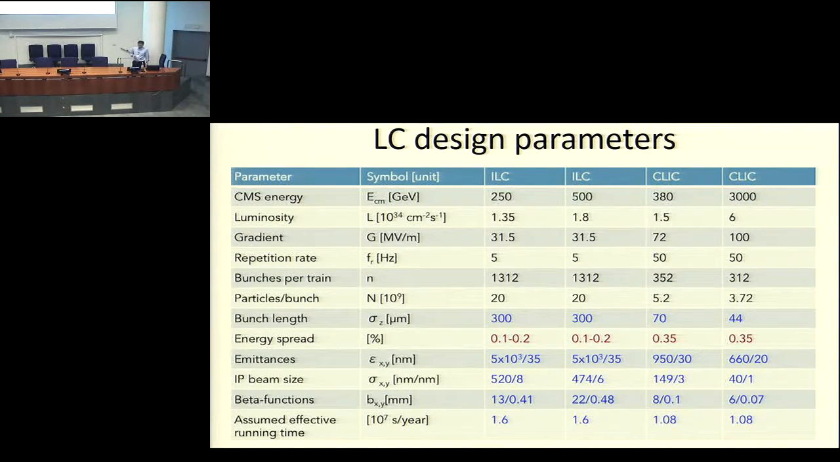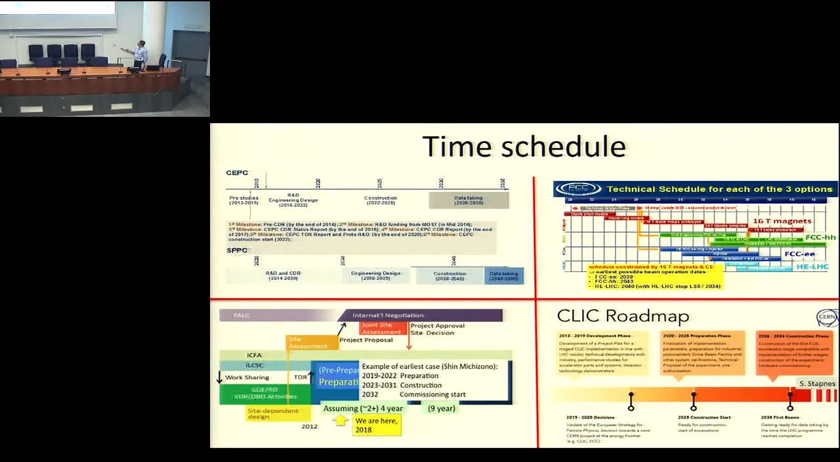So these are the linear collider design parameters. ILC is now at 250 GeV, and in the future it will be 500 GeV, and CLIC is 380 GeV, and in the future 3 TeV. This is the time schedule for the 4 colliders.